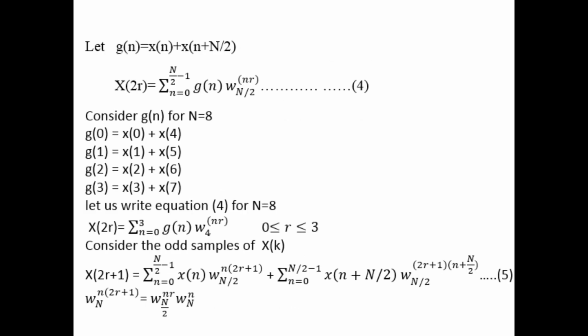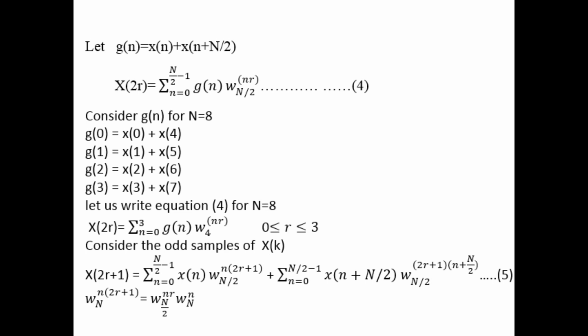Let g of n is equal to x of n plus x of n plus n by 2, and x of 2r is equal to summation n is equal to 0 to n by 2 minus 1 g of n into omega n by 2 of nr. We are going to call it as equation number 4.